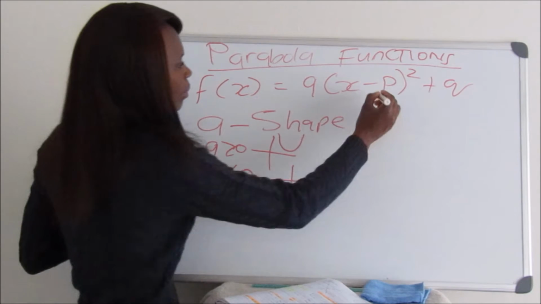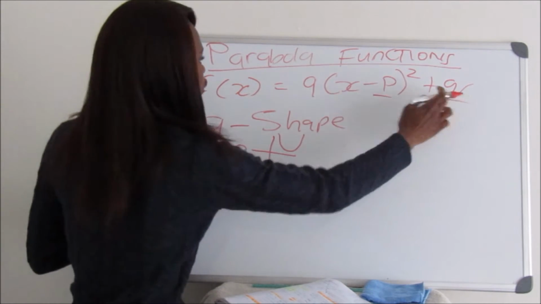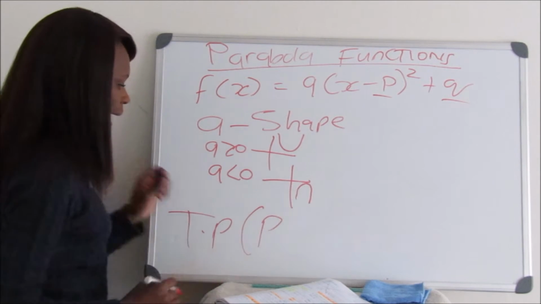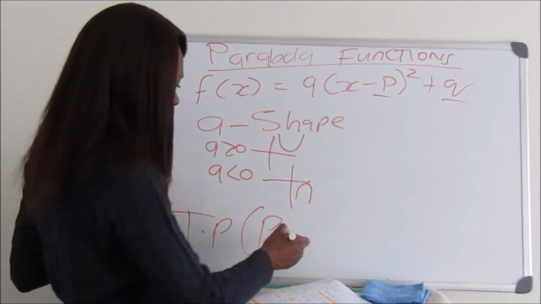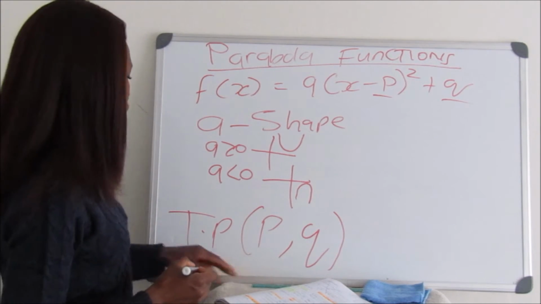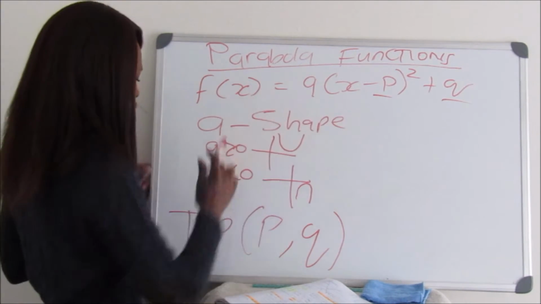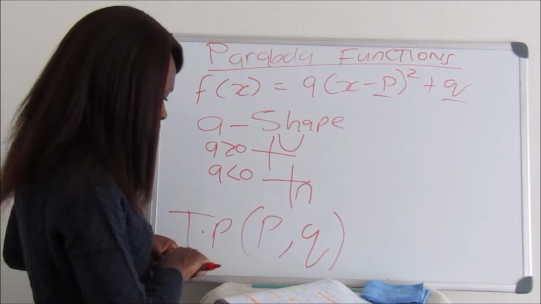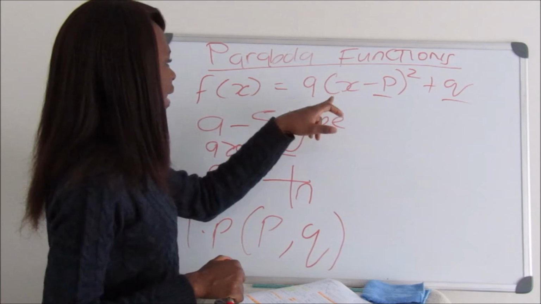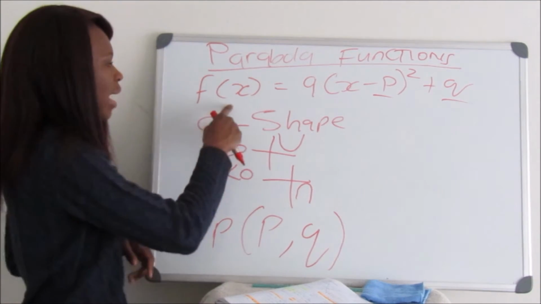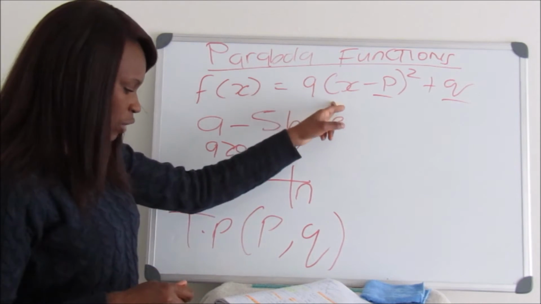Another thing that we must take into consideration is p and q. P is the x coordinate of our turning point, and q is the y coordinate of the turning point. So p and q from that equation determine the coordinates of the turning point. You also have to find the x-intercept by making y equal to 0, and the y-intercept by making x equal to 0.